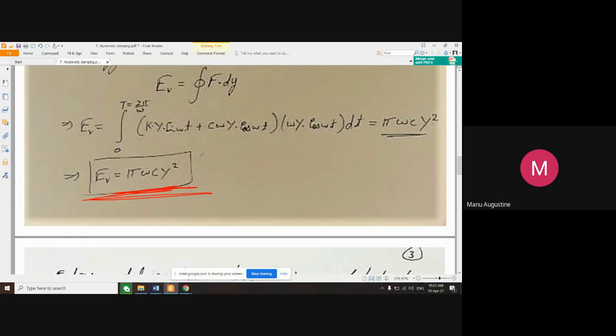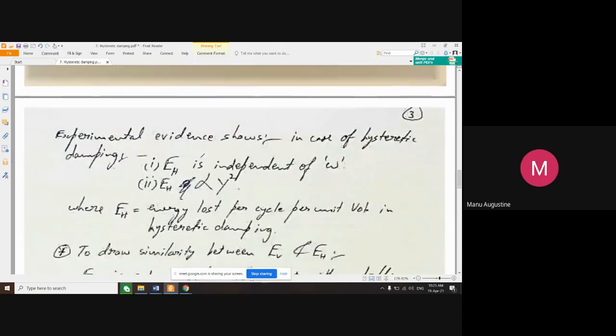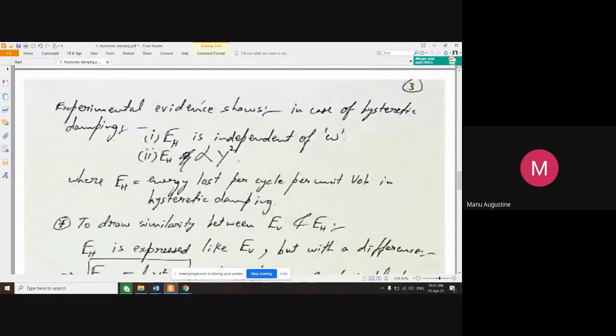Now, what do we do from here? Now we come back to hysteresis damping. Now we are talking about hysteresis damping. Experimental evidence shows. Why are we talking about experimental evidence? Because I already told you in the case of hysteresis damping, we cannot observe or actually measure what is going on inside when atoms and molecules are rubbing against each other due to the motion of the body.